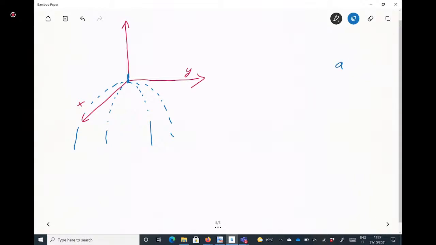F of x is equal to ax squared, where a is negative, is a parabola like this. And this is similar in 3 dimensions. Is that clear? But of course, what matters here is the coefficient a in 1 dimension. And a is negative here.